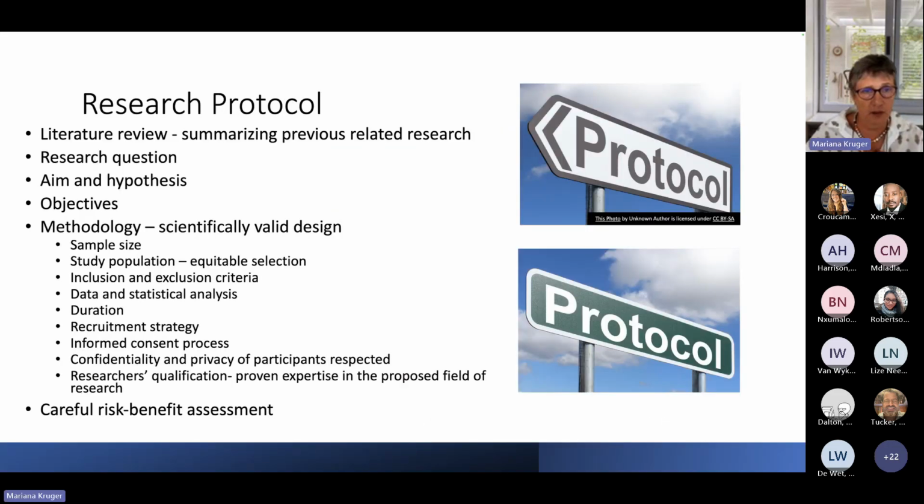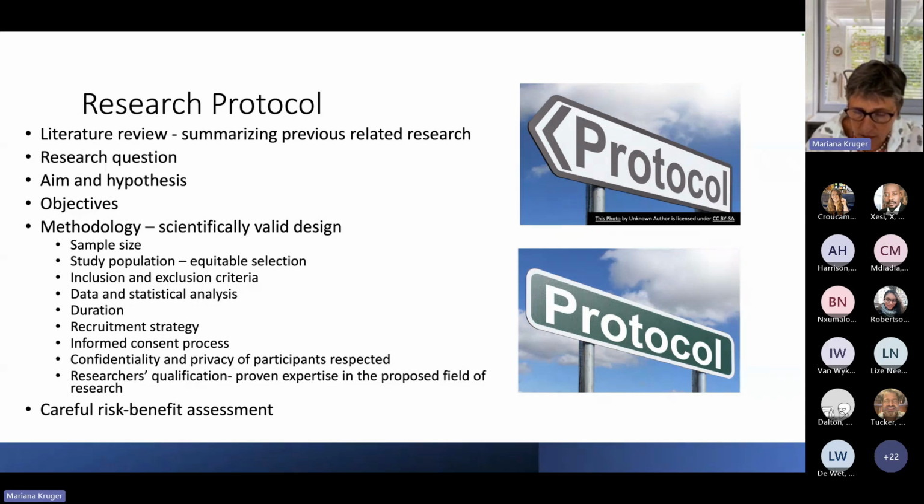So just a brief word on the research protocol. What do we look at when we look at your research protocol? We first of all look at the literature review that is summarizing previously related research. And this is really to say, what is the existing knowledge that is out there? Then we look at the research question, and this should really pose what is going to be novel. What do you really want to develop now? And then you're going to say, what is the aim and the hypothesis? You will come with your specific objectives that you will do. And then you will look at the scientifically valid design.